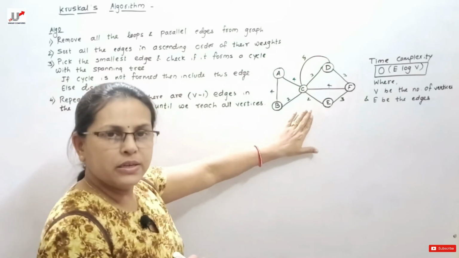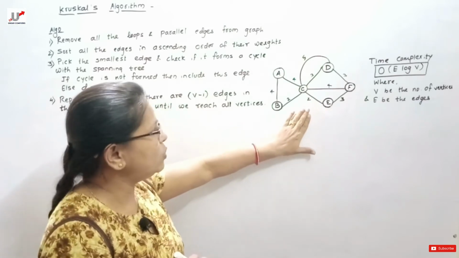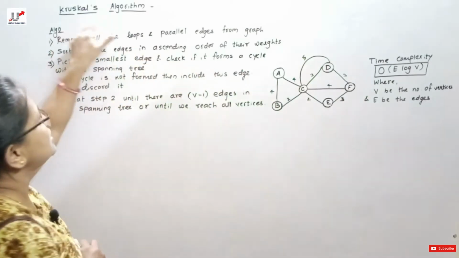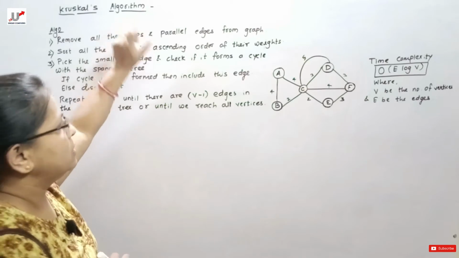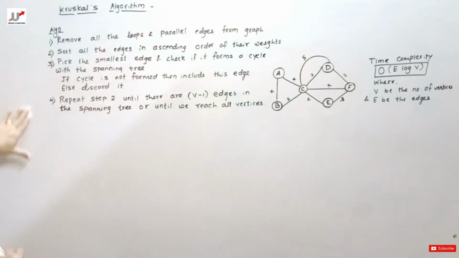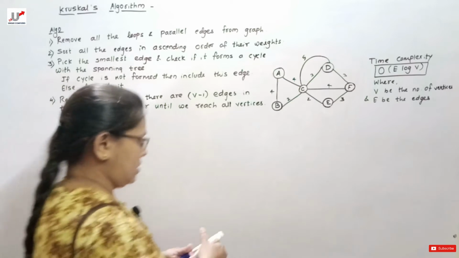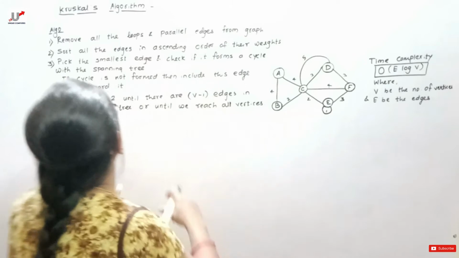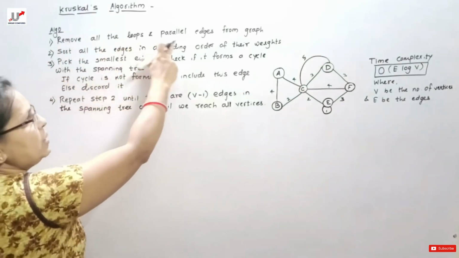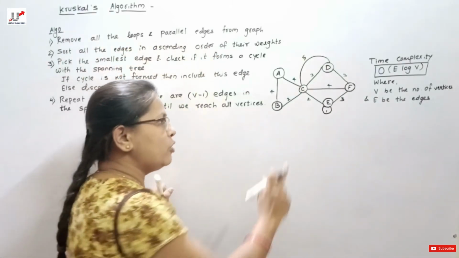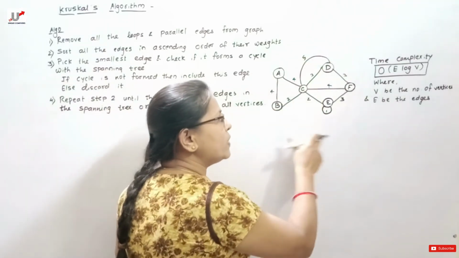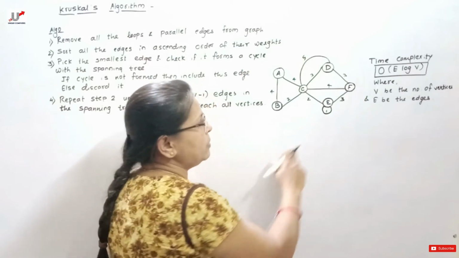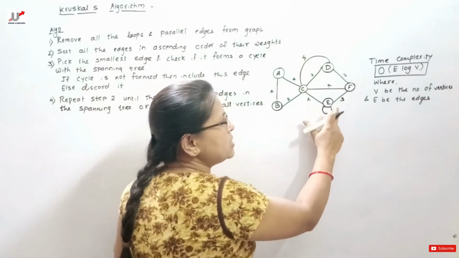So let us consider this graph, and we have to find out the minimum spanning tree using Kruskal's algorithm using these steps. The first step is to remove all the loops and parallel edges from the graph. We have to first check whether the graph contains loops and parallel edges. If so, then we have to remove them. Here, node E contains a loop.